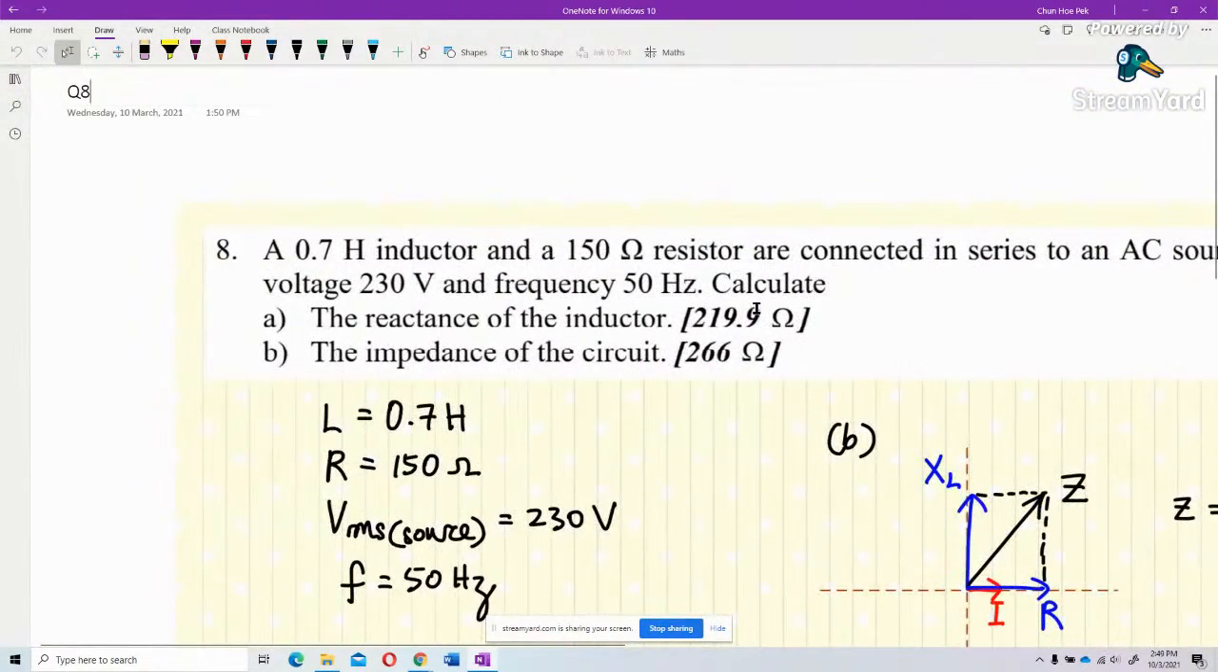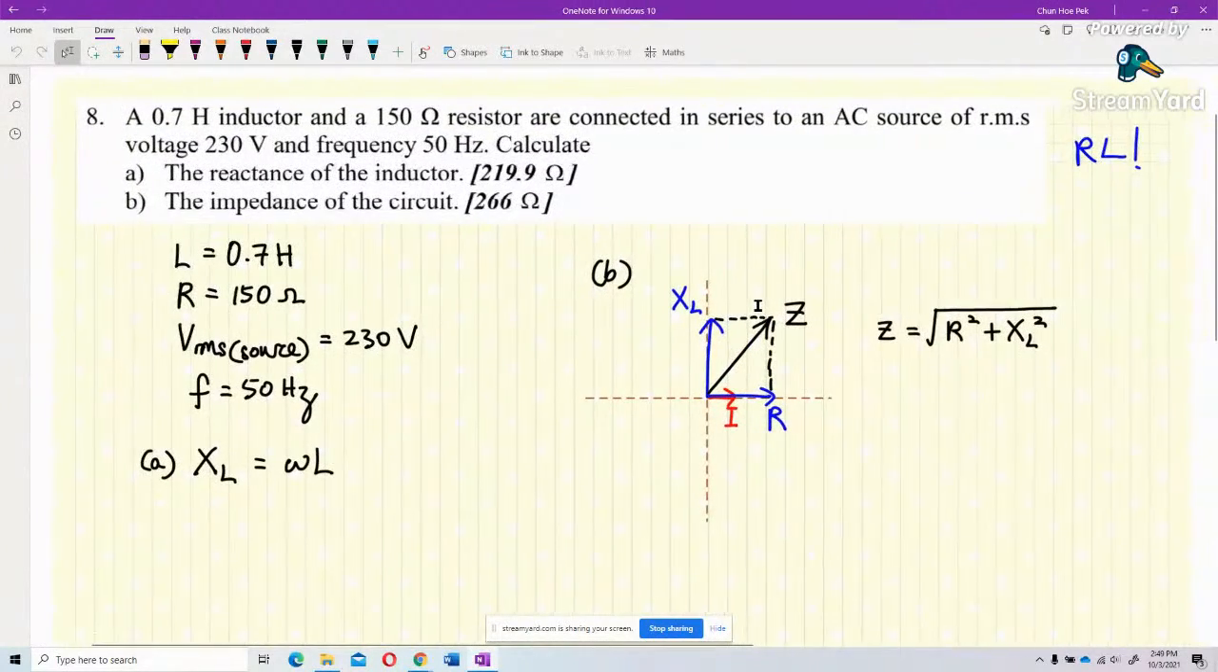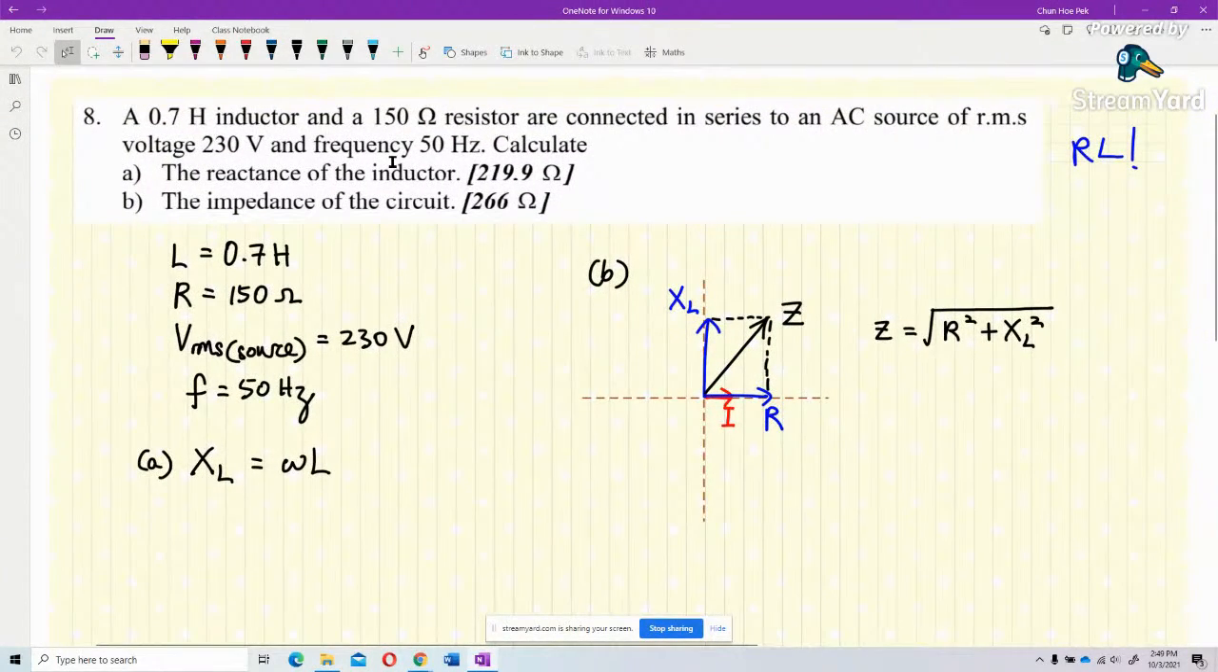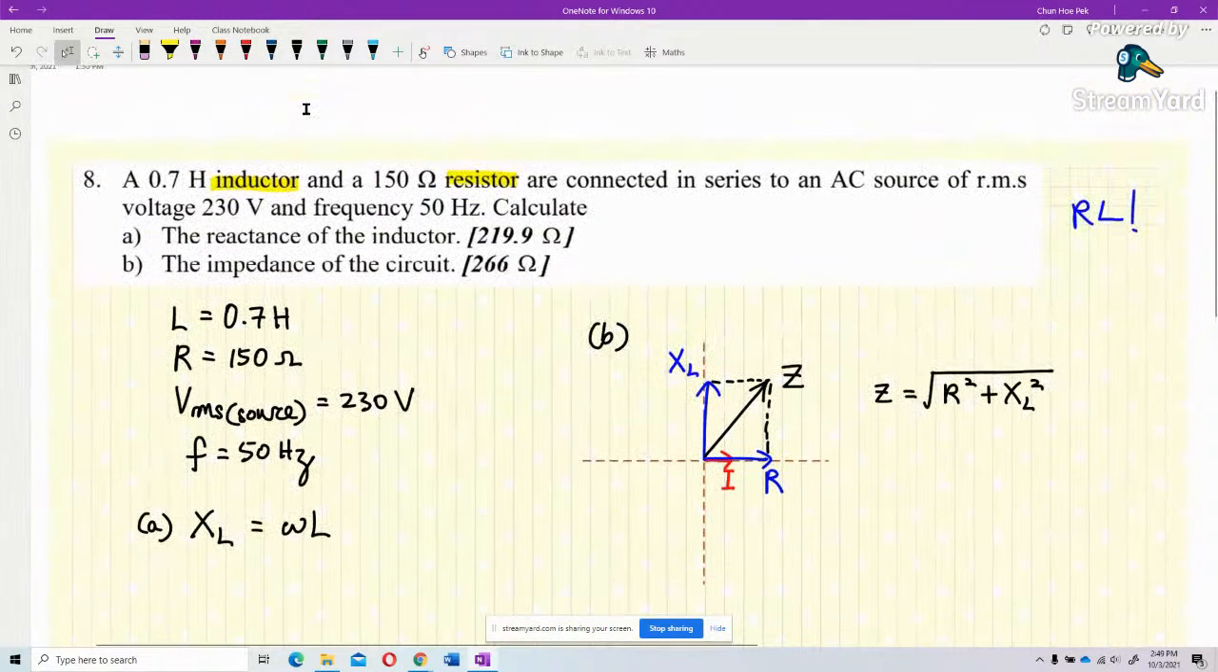Okay, let's look at these questions. What kind of circuit do we have here? We have the inductor and the resistor. This one is Henry. Who doesn't know Henry? Henry is for L, not XL. XL is for ohm, it's a resistance. XL you need to find. So this is L, and this is a resistance.